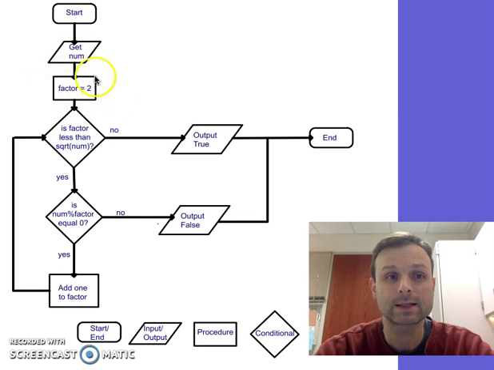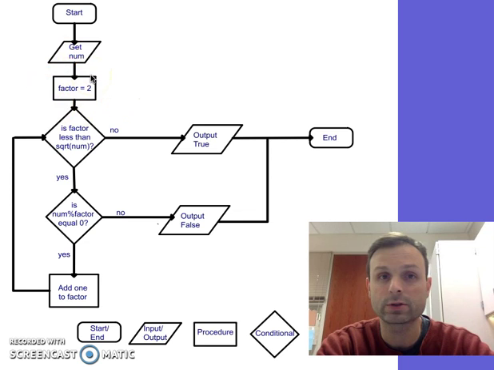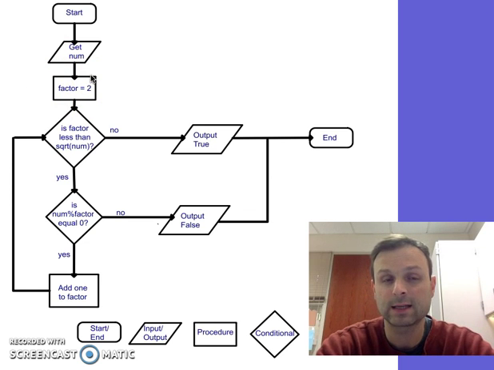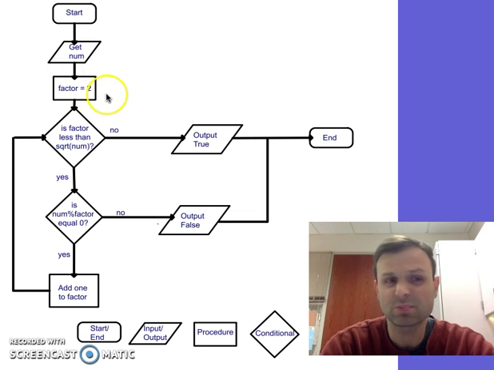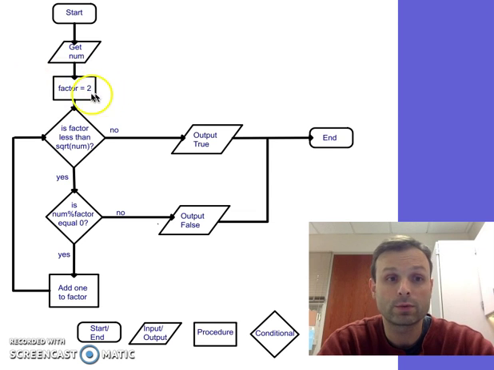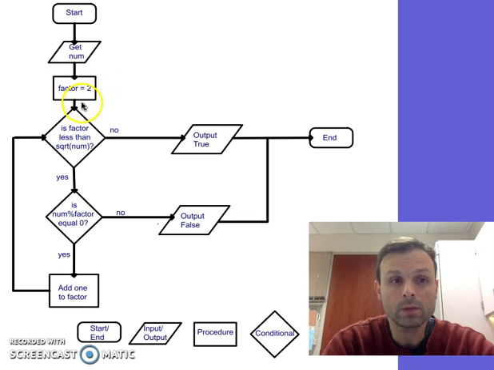Okay, then we have a rectangle that says factor equals 2. Now factor is going to represent the number we're testing against the input num to see if it goes into it evenly or not, right? And so this is a procedure. It's a super simple procedure, right? We're just setting factor equal to 2. One line, very simple.